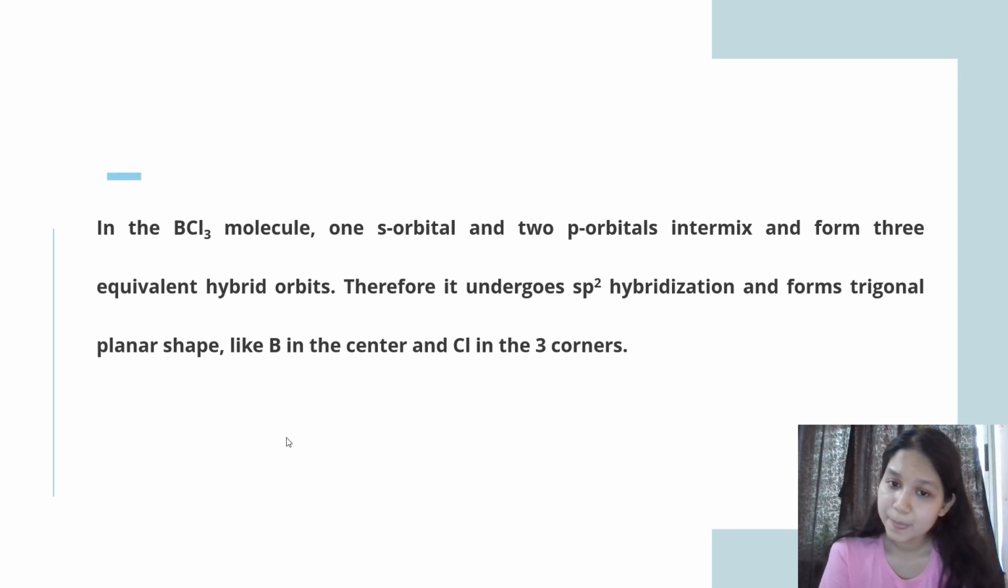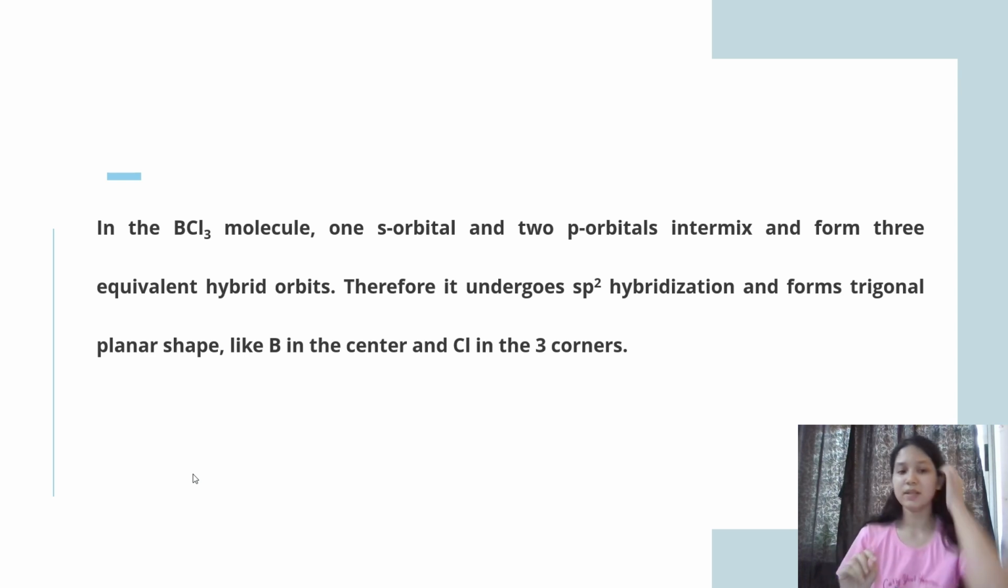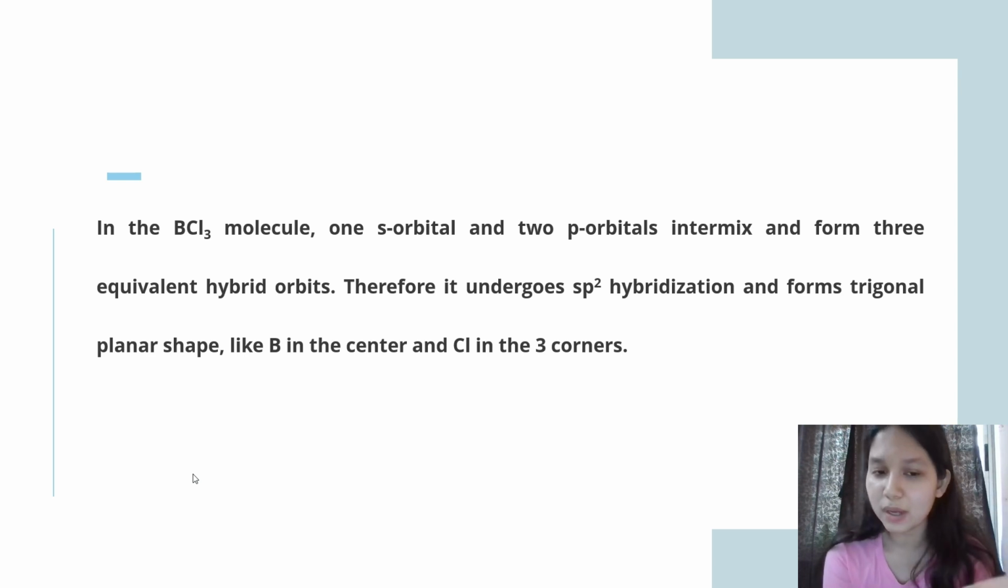One s orbital and two p orbitals undergo mixing or combination and form three equivalent sp2 hybrid orbitals in boron trichloride. And the geometry of BCl3 will be trigonal planar, where boron will be in the center and the chlorine atoms will be placed at three corners in the planar shape. I hope you all are able to imagine the trigonal planar shape of the BCl3 molecule, right? Or is there any problem in that?